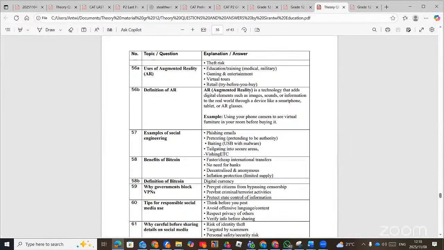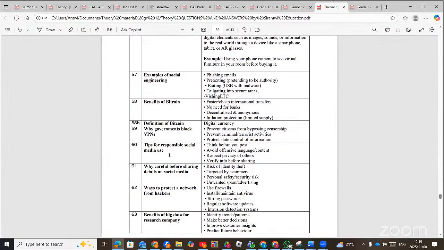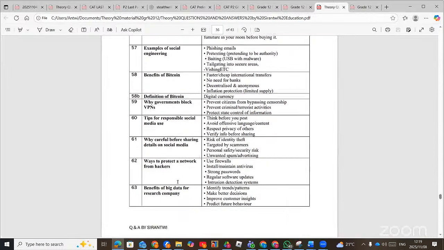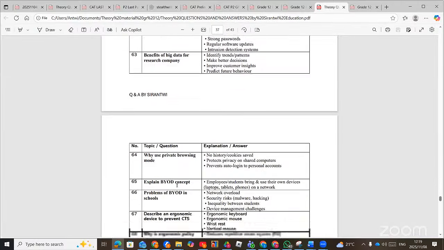Cryptocurrency, that is digital currencies. The benefits are that they are cheaper and they don't need banks, they are decentralized, and inflation does not affect them. You must know some of these cryptocurrencies. And VPN, like we talked about VPN, they can also ask you under the social implications how to protect yourself on social media and from hackers also.